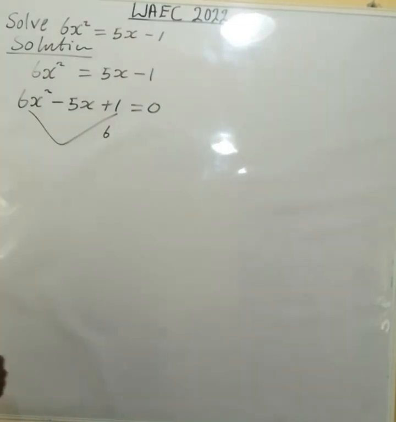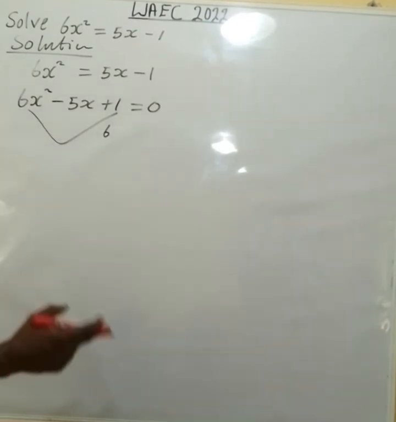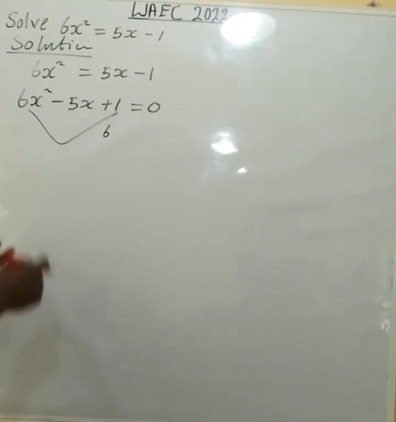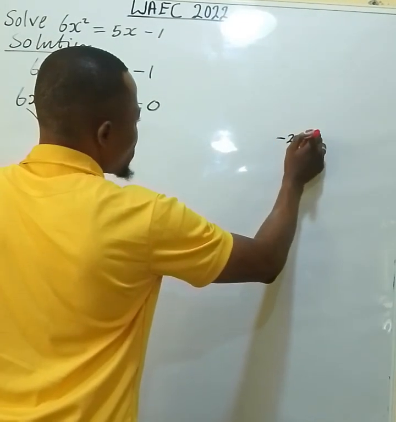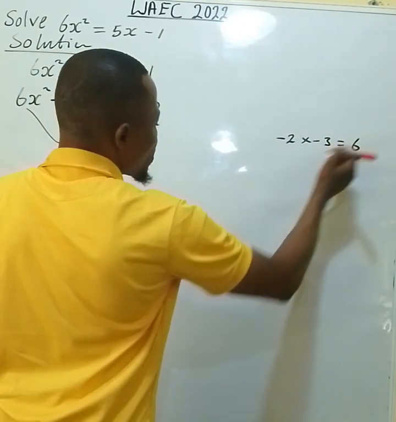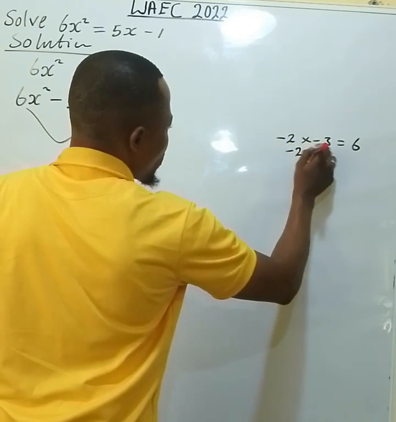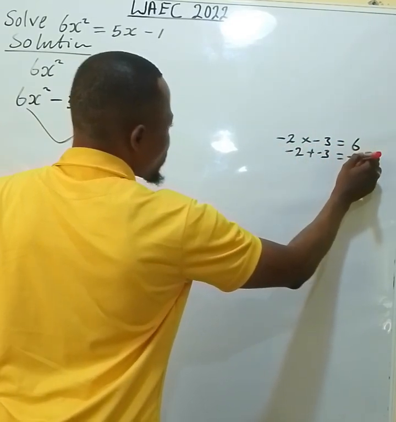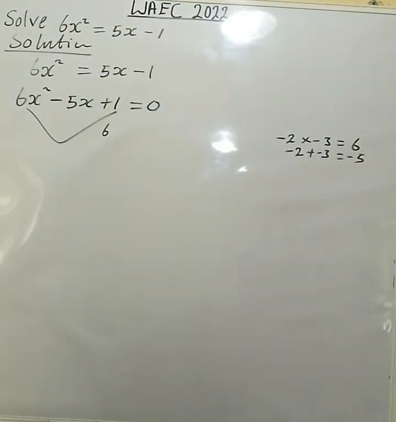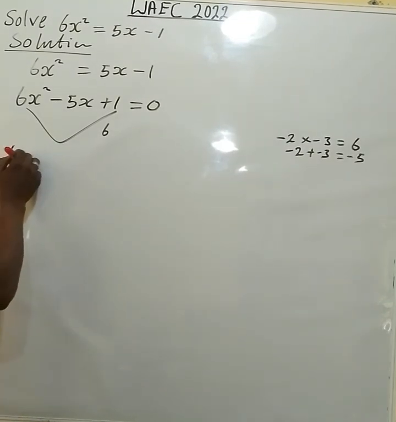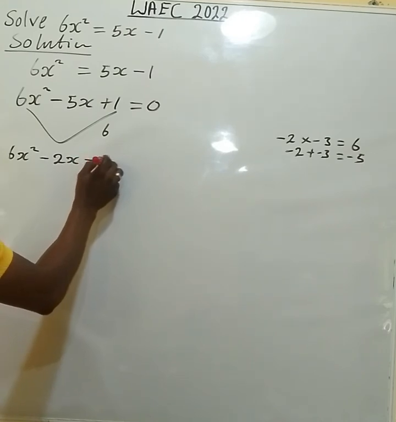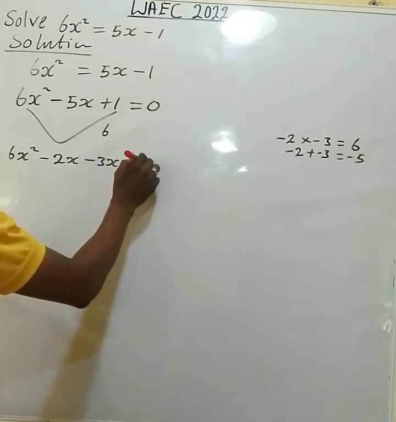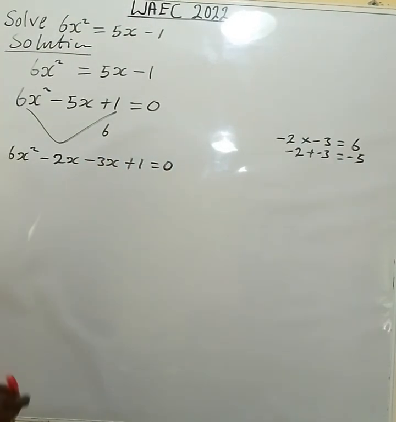Are we together? So what are the factors that we are going to use now? We are going to use 2 and 3. So minus 2 times minus 3 equals plus 6. Minus 2 plus minus 3 equals minus 5. So that's what we are going to use. So it will now give us 6x squared minus 2x minus 3x plus 1 equals 0.